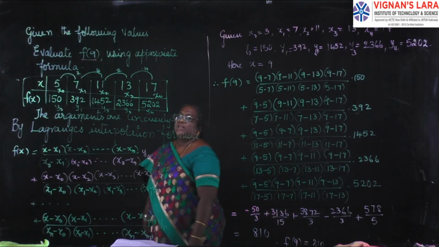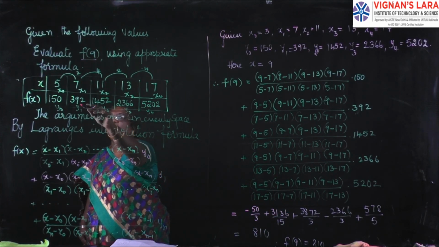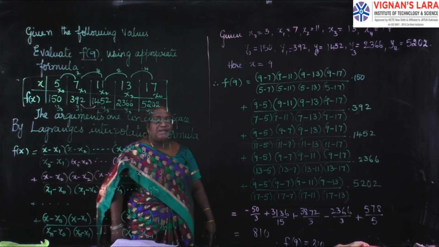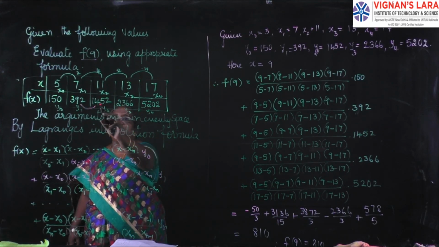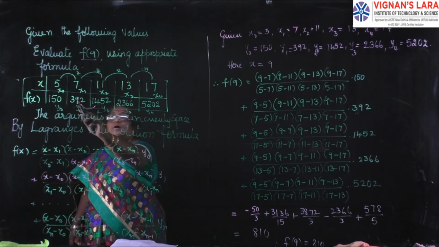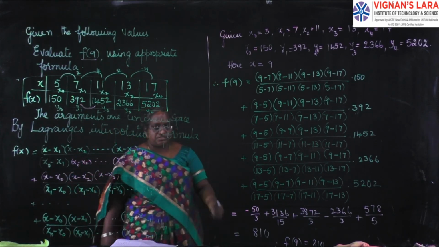So 9, where should it be? Between 392 and 1452. The value 810 is between 392 and 1452. If your value is greater than 1452 or less than 392, your answer is wrong. So that is how you have to verify.